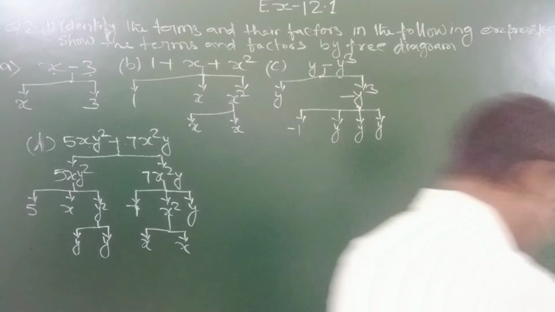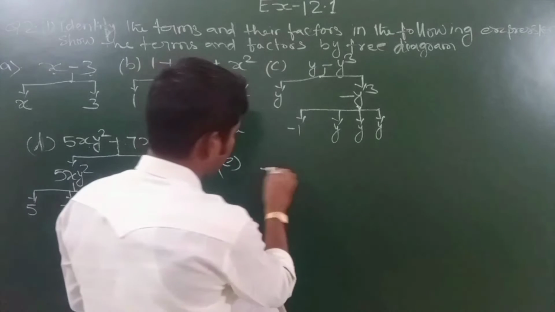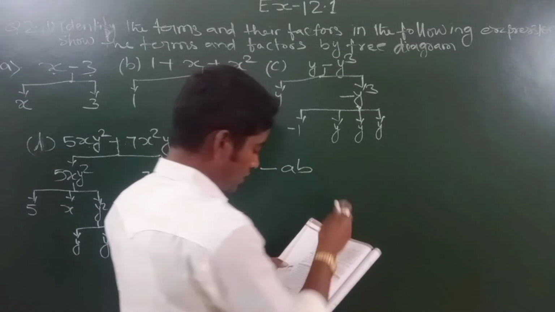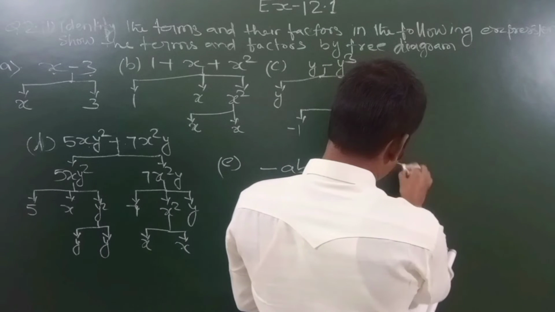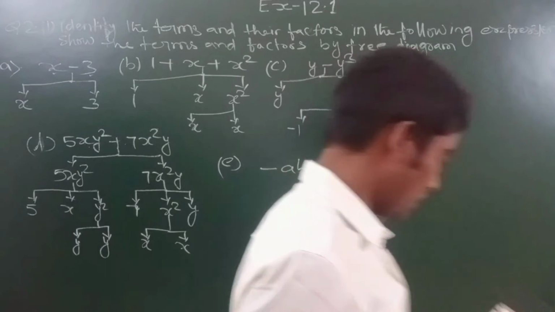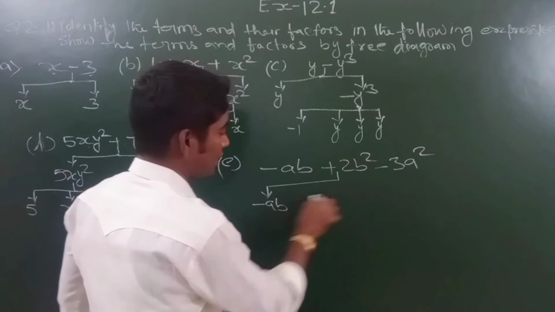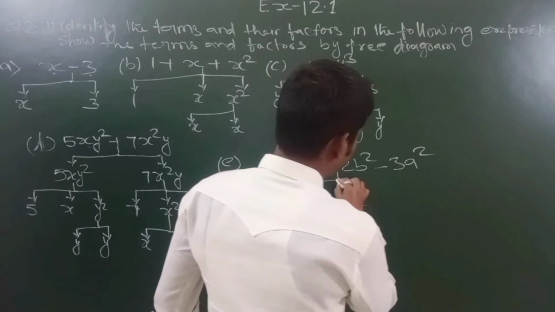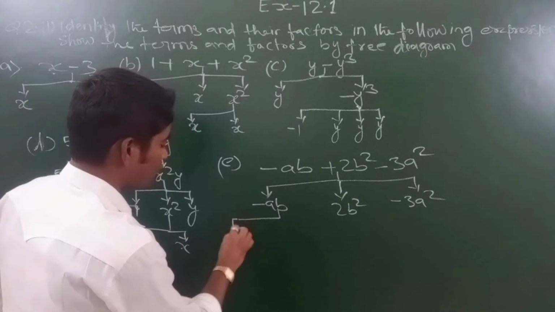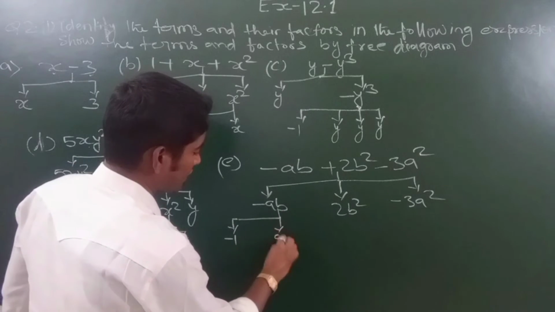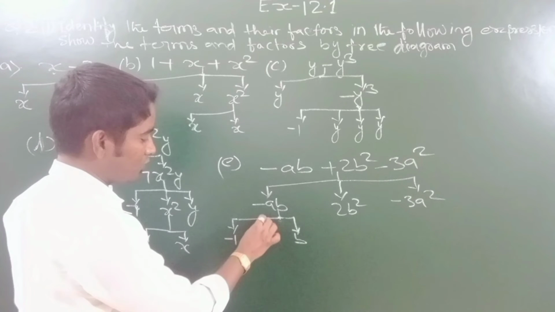Now moving to the next segment, E segment, students. In E segment we have minus ab plus 2b square minus 3a square. If you break it, students, here you will get minus ab, here you will get 2b square, and here you will get minus 3a square. Now if you break the first one, then here you will get minus 1, here you will get a, and here you will get b. You have to maintain equal distance here so that it will look beautiful, students.